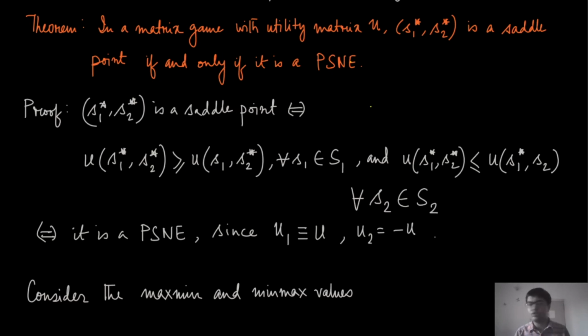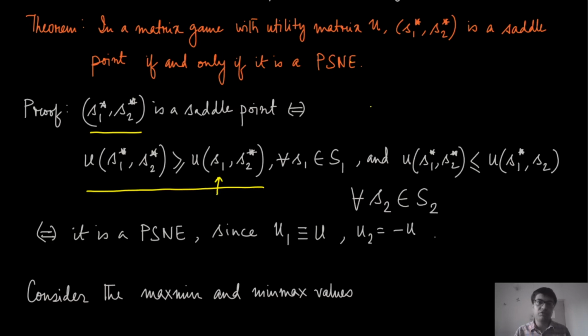All that you will have to start with is that (S1*, S2*) is a saddle point. Then it implies, and is implied by, the fact that you can write this inequality. So you take S1* and S2*. This has to be greater than or equal to the value when you change the first utility. This is a saddle point.